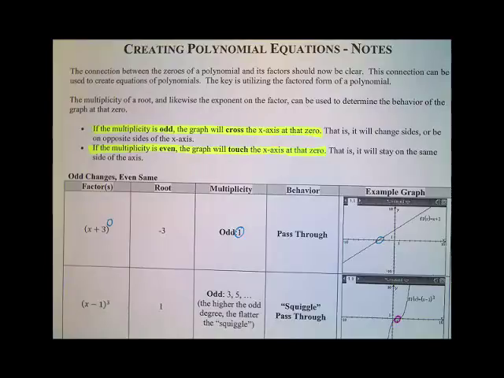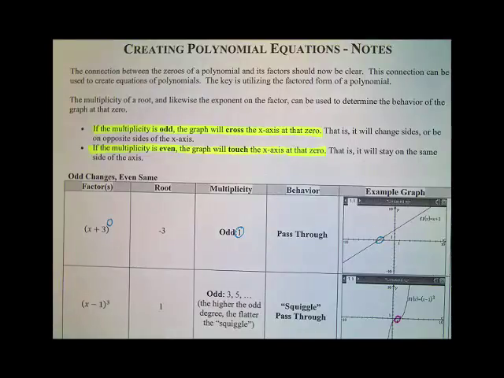So if the multiplicity is odd, the graph will cross the x-axis at the zero. That is, it will change sides or be on the opposite side of the x-axis. If the multiplicity is even, the graph will touch the x-axis at that zero. That is, it will stay on the same side of the x-axis. So we have a couple examples at the bottom.